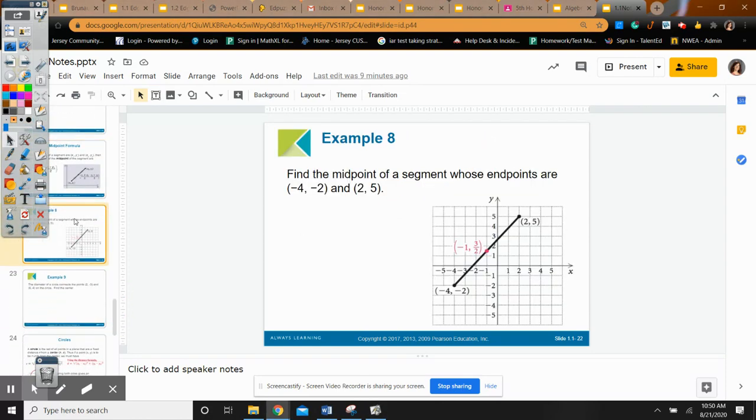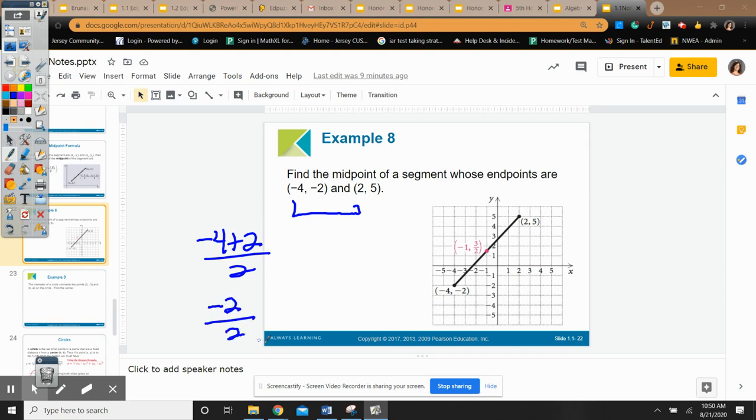So in this example, where will the midpoint be? It's always nice to eyeball it before you go, just to see if you can guess where it would be. If I take the average of the x's, -4 plus 2 divided by 2, that'll be -2 over 2, which is -1. If I take the y's, -2 plus 5 divided by 2 is 3 over 2, which is 1.5. I get -1, 3 halves, or 1.5, and that is what looks to be the midpoint, and it is.